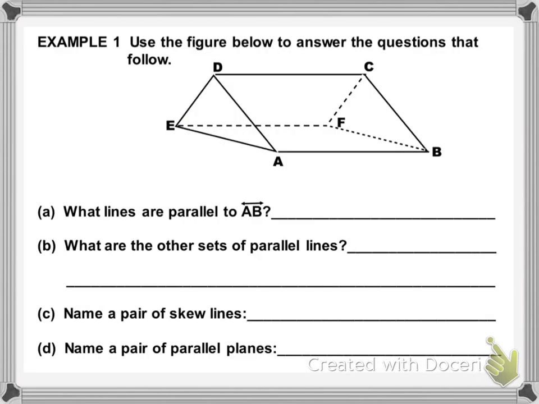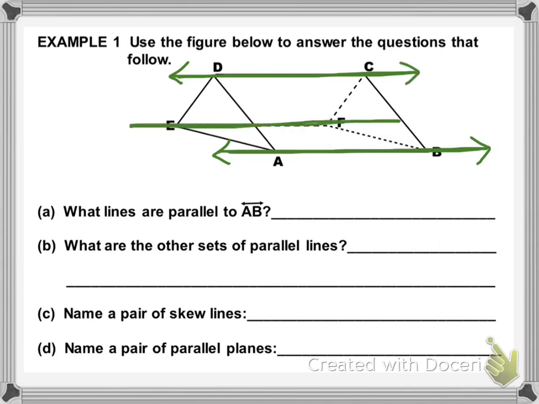So let's try an example using some of these new terms. Here is a picture of a triangular prism, and that's important to know. It's just a normal triangular prism. A says, what lines are parallel to line AB? Well, line AB is going to be right here, okay? Remember, lines continue. The other lines that are parallel to it are line DC here and line EF here.